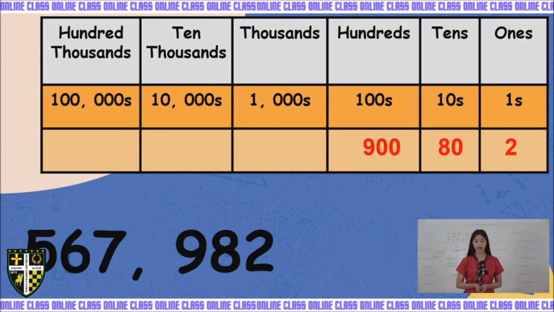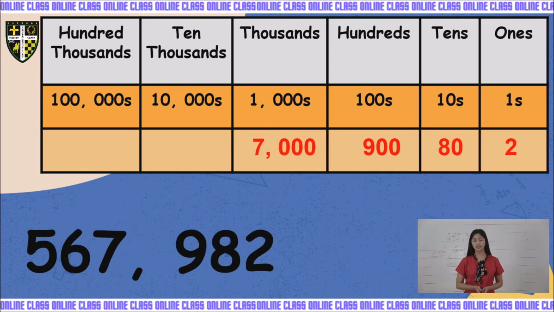So number 9 has the value of 9 hundredths. Next one is the digit 7. The digit 7 is on the thousands place value. As you can see, there are 3 more digits from the right side of the digit 7, so we are going to change those digits into 0. So now 7 has the value of 7,000.